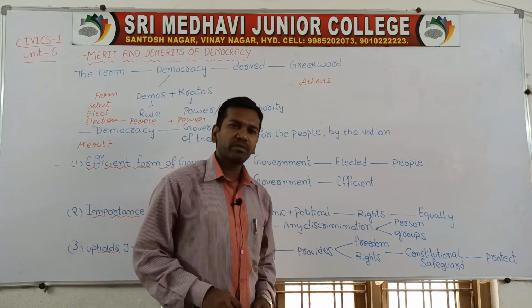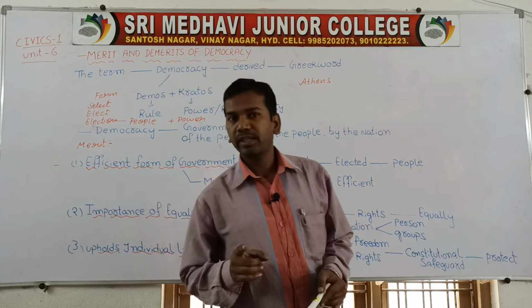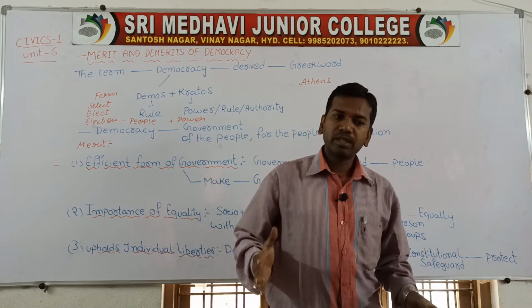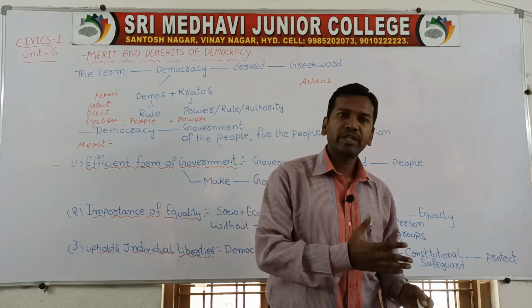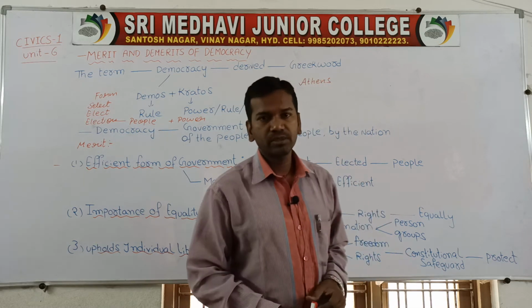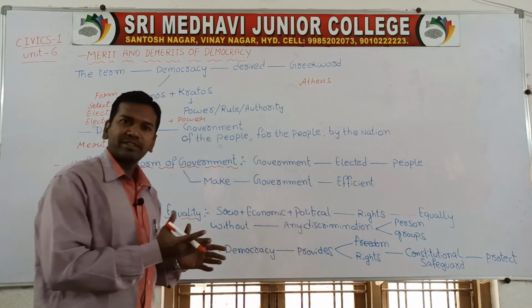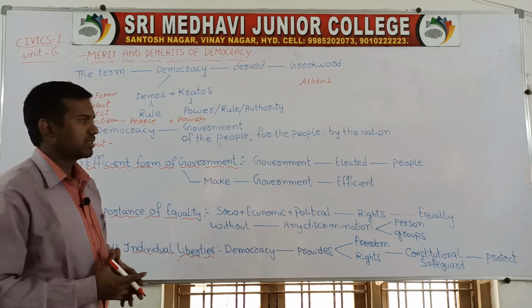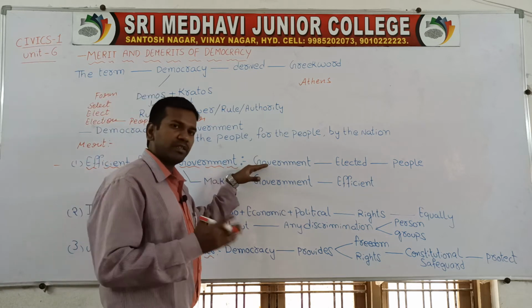Okay, the best form of government will be appointed. Why? Because in a democratic form of government, not one person is electing. All the people are electing one leader. So when all the people are electing one leader, he may be efficient only. Because when all the people are selecting a particular leader, why are they selecting him? Because of his efficiency. So here the efficient form of government is formed in democracy.